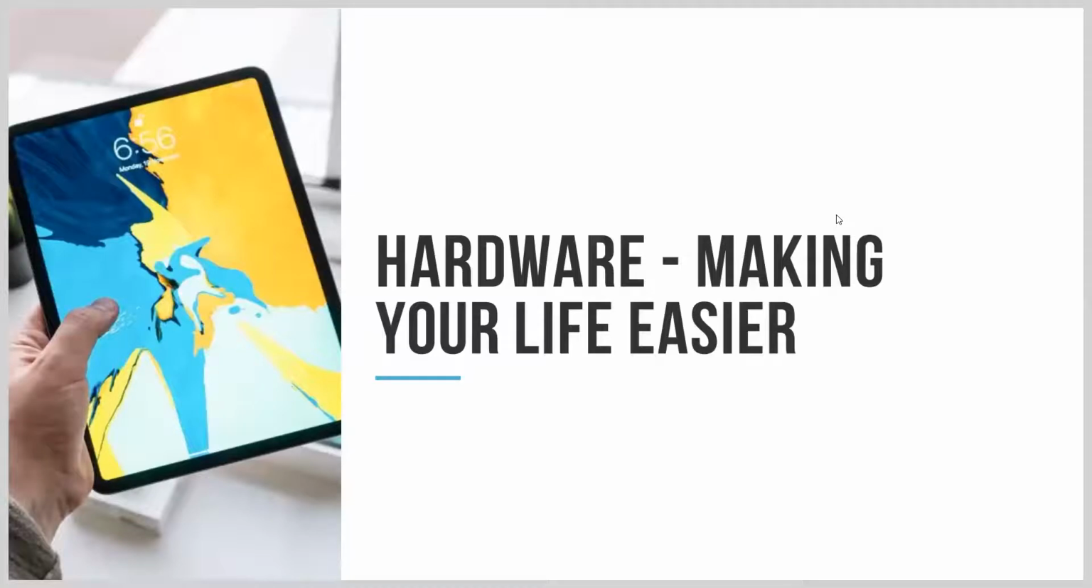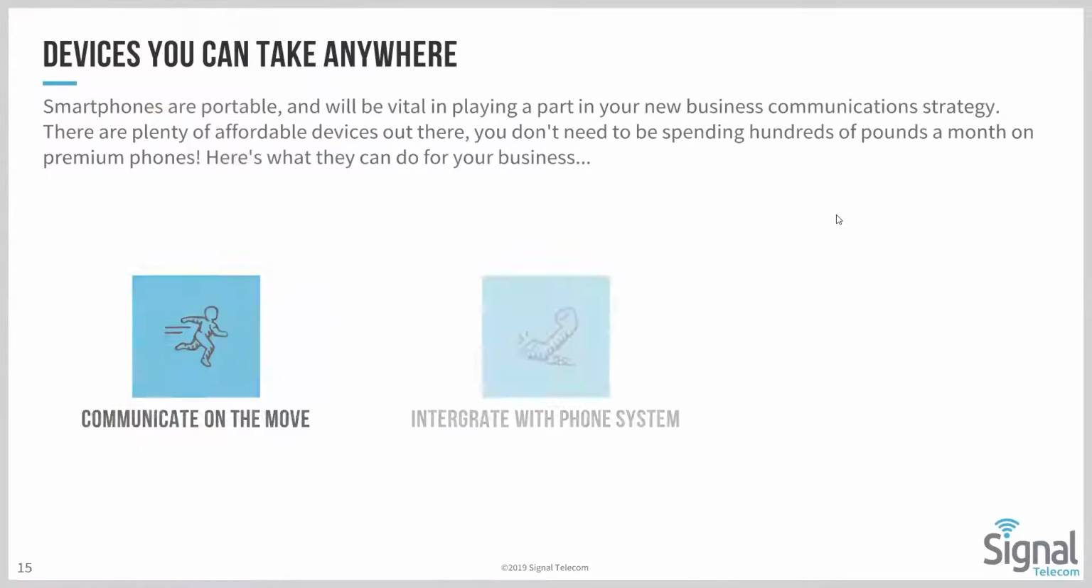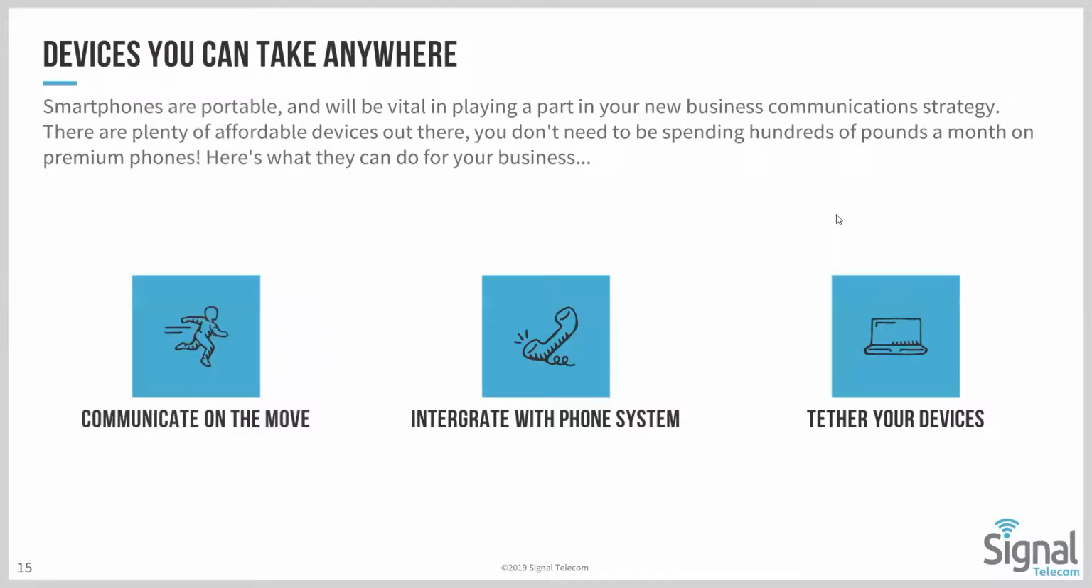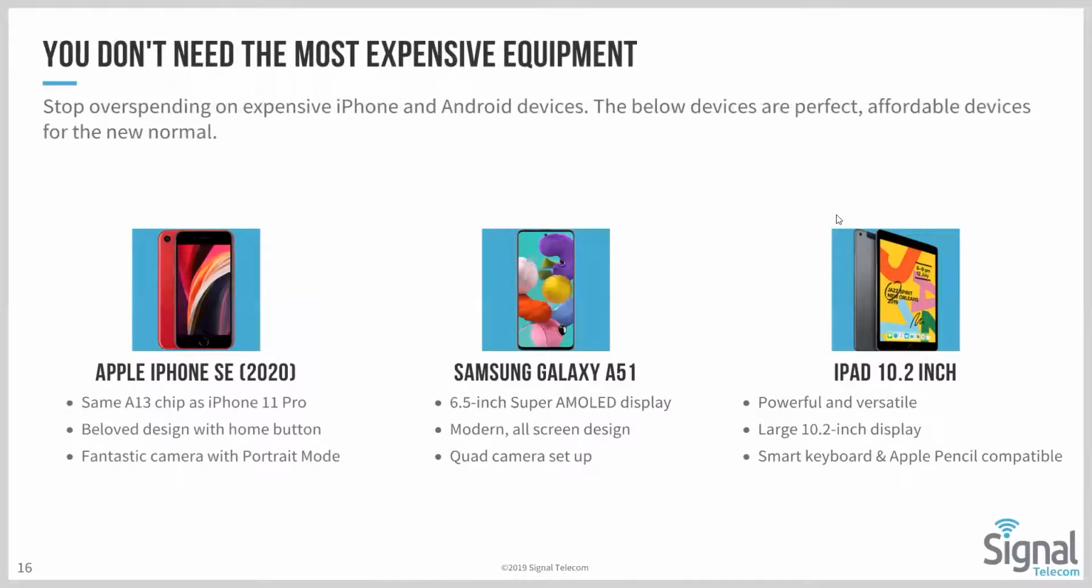So lots of our customers have been in touch with us about minimizing the costs on this new way of working. And the way we've been helping them with this is to get high-end products at low-end prices, to help them communicate on the move, integrate with the phone system, and tether the devices. The question is, are you spending too much on your company devices? And do they need to be top-end devices as well?